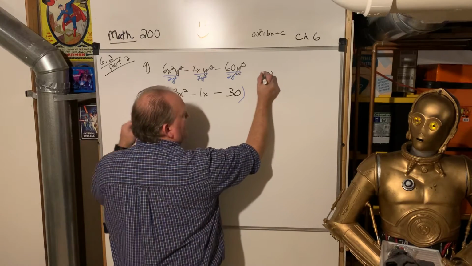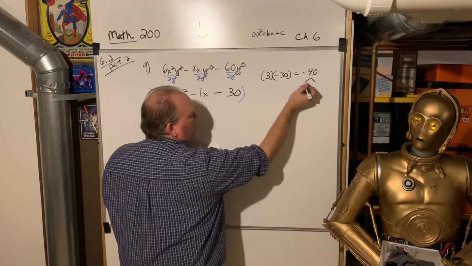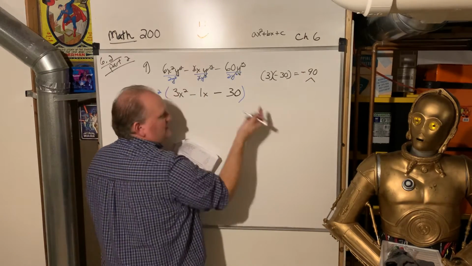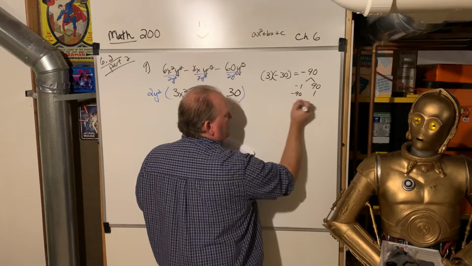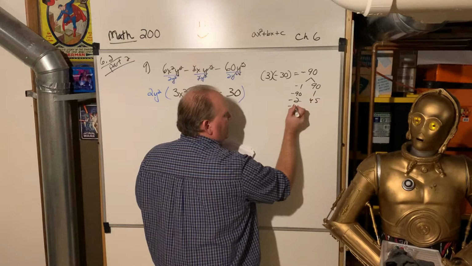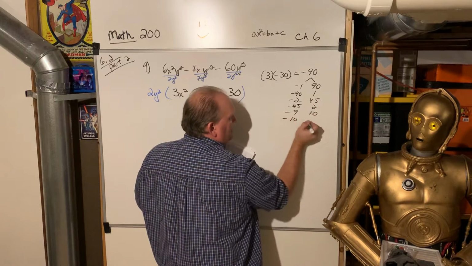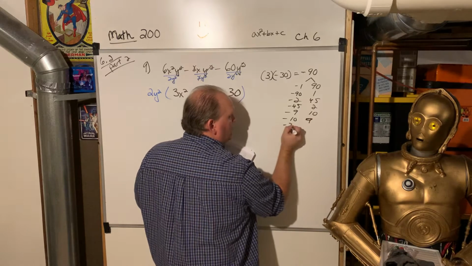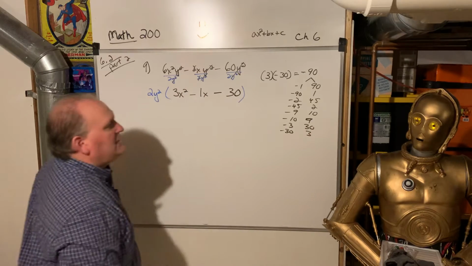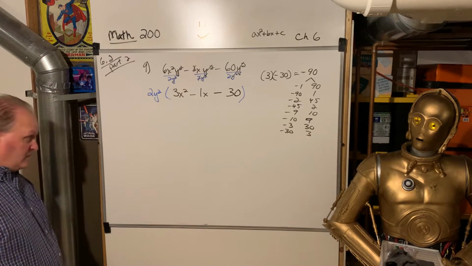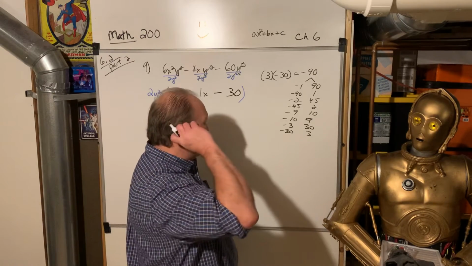So 3 times negative 30 is negative 90. So it multiplies to be a negative. It adds up to be a negative. So we're going to go negative 1 and 90, negative 90 and 1, negative 2 and 45, negative 45 and 2, negative 9 and 10, negative 10 and 9, negative 3 and 30, negative 30 and 3. So that's everything that multiplies to be negative 90, I think. And now let's, oh no, I'm missing a 15.